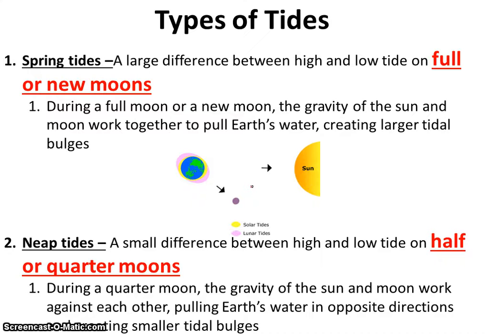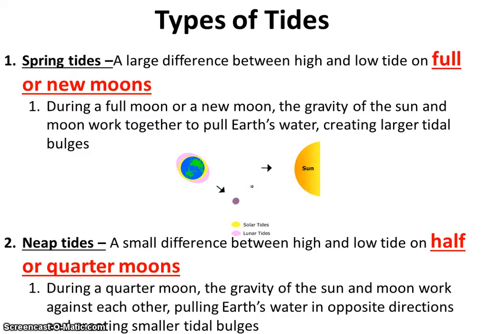If you have a very, very high tide, you also have a very, very low tide. That large difference between the tides, high tide, low tide, that is called a spring tide. And it happens when the sun, earth, and moon are in alignment with each other, which happens to be on the full and new moons.